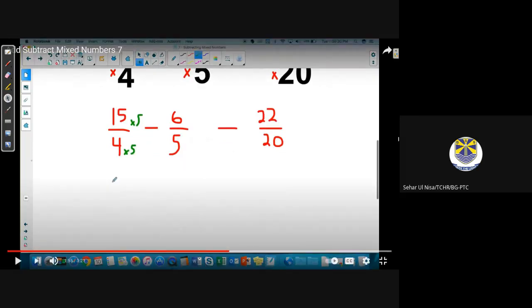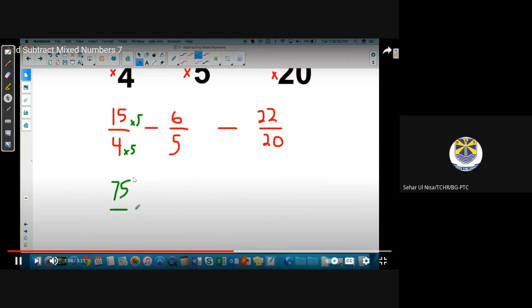This is another method where we make all the fractions have the same denominator. To make the same denominator, we multiply by a number, like 4 multiplied by 5 gives us a denominator of 20, because the biggest denominator we have is 20, and in the 5's table and 4's table we know that 20 is going to come. So we are just converting this fraction in order to get the denominator 20.